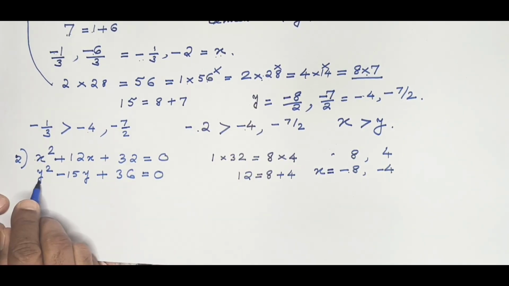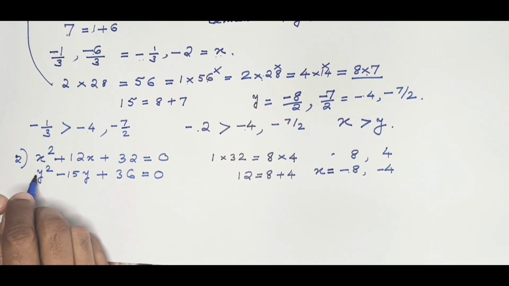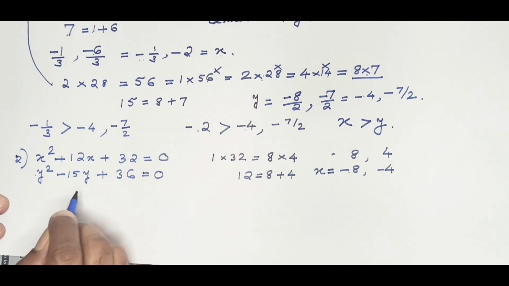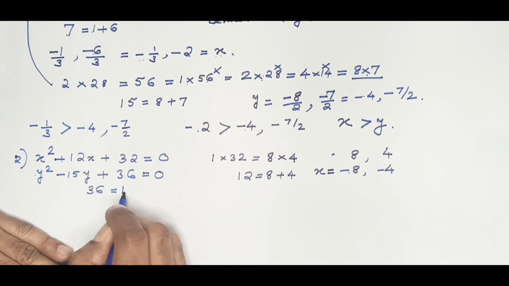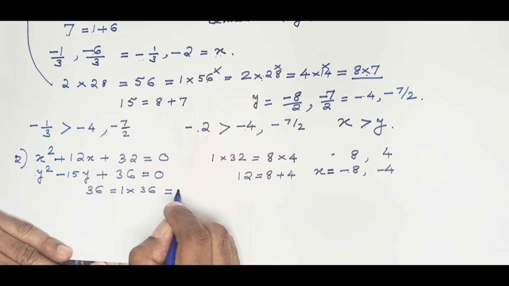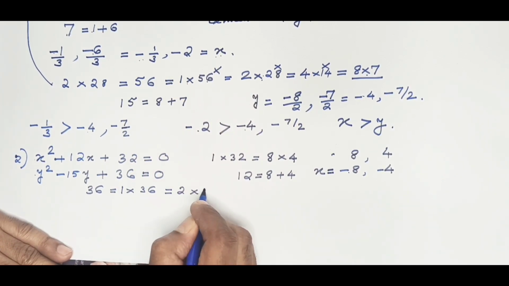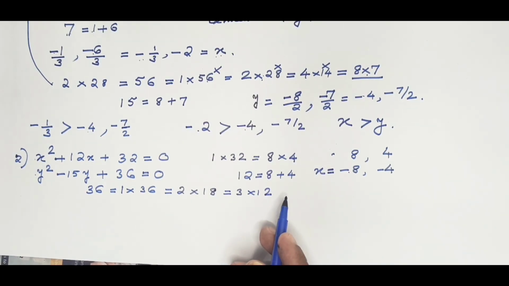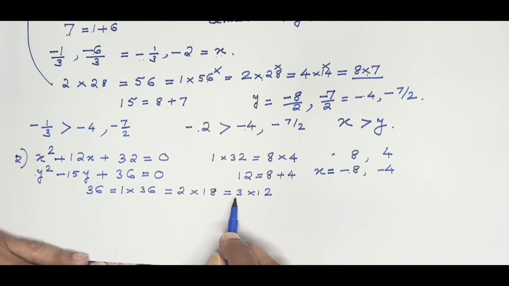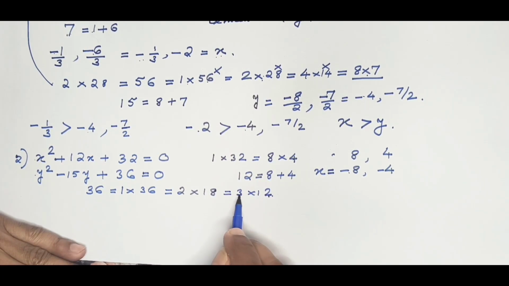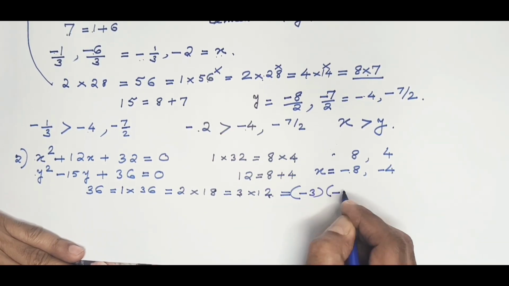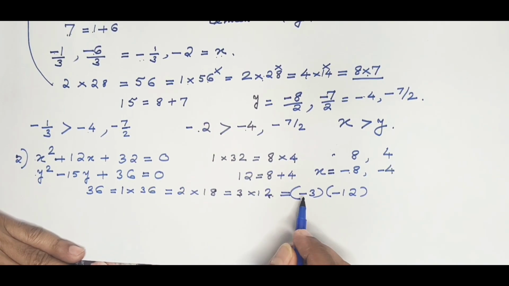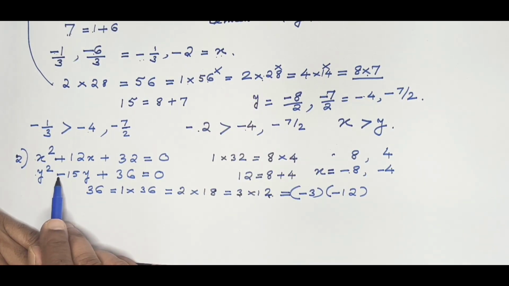Now take the second equation. Again, 1 multiplied by 36, that is 36. There are different ways you can factorize. I'll write all the factorizations. Okay, this is enough. There is one more actually, I'm leaving it. Now look at these two numbers, 3 and 12. I will write it like this, minus 3, minus 12. The reason is the coefficient of the middle term is negative.